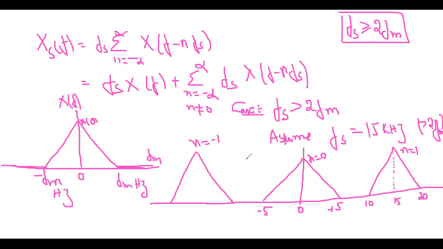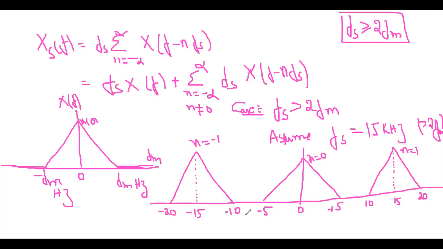Now when n is equal to minus 1, we get the shifted value, and this fs is greater than 2fm. So for n equal to minus 1, the difference is 15 only: minus 15 hertz here. Fs, the sampling at n equal to 0, is 15 kilohertz, and here it is minus 15. So before minus 15, the difference is minus 10, and before that the lower value is minus 20.